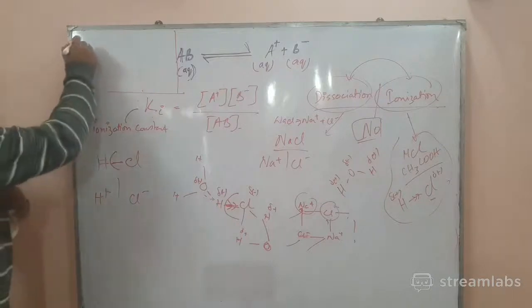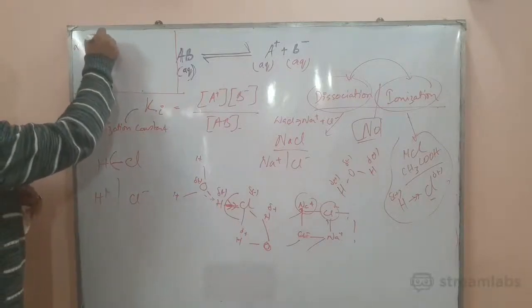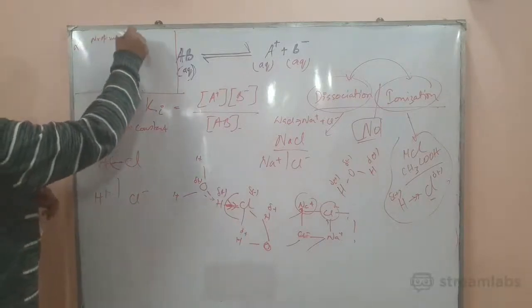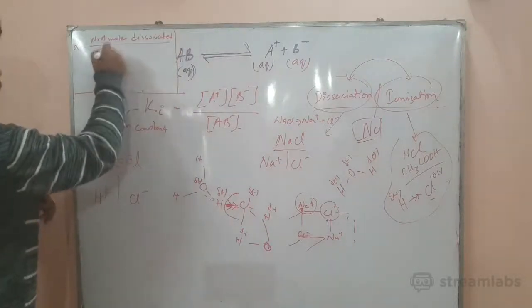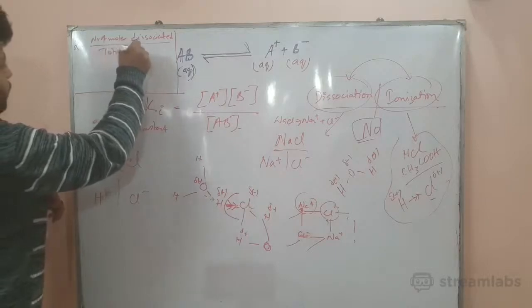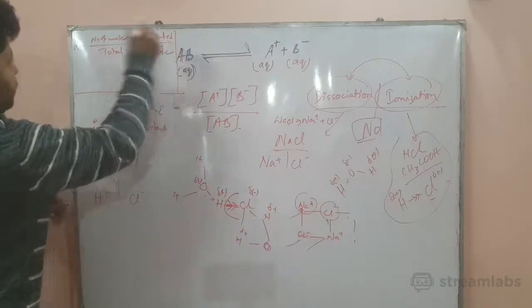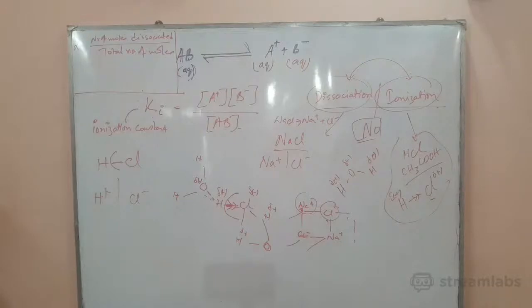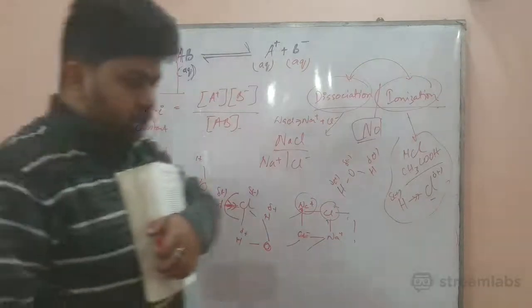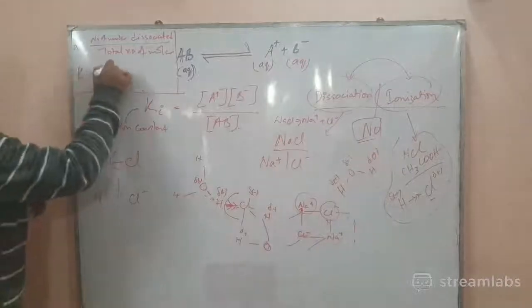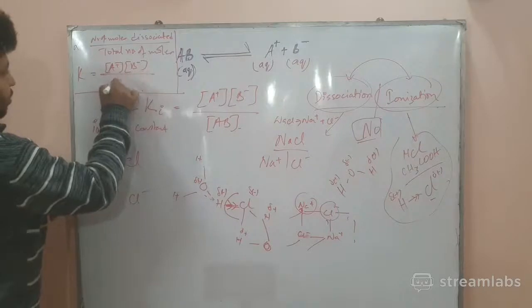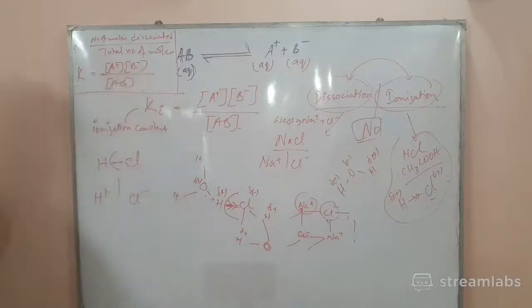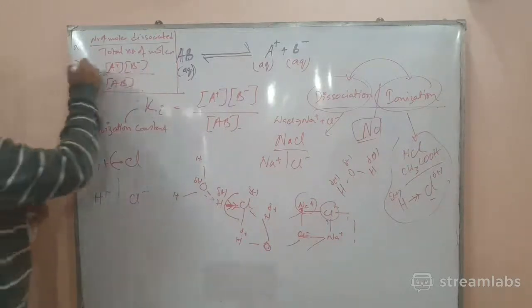The alpha is equal to the number of moles dissociated divided by the total number of moles. The number of moles dissociated divided by the total number of moles, that is alpha, and K is the concentration of A plus times the concentration of B minus divided by the concentration of AB. Now the formula looks very different, so they are different.